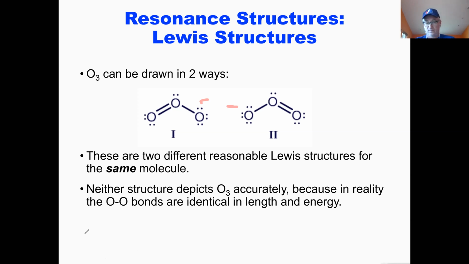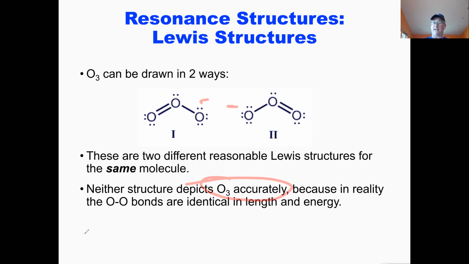Why not like this? That's not what it's bonded like. It doesn't form that, because the steric hindrance of that is too much. That brings the oxygen atoms too close together. So we have these 2 structures, and each one of them is equally likely. They're two different Lewis structures for the same molecule, but neither one is accurate.